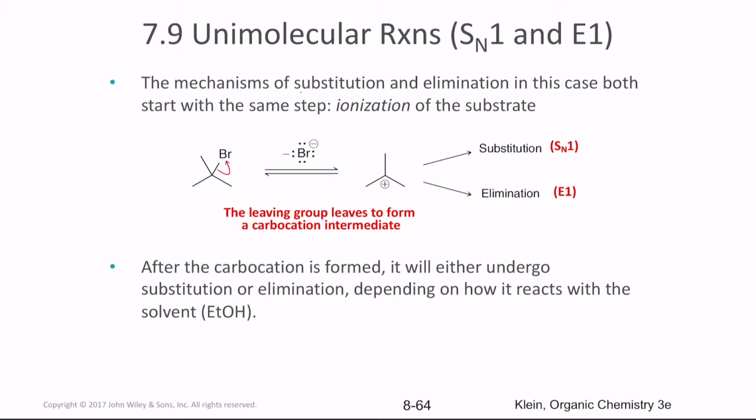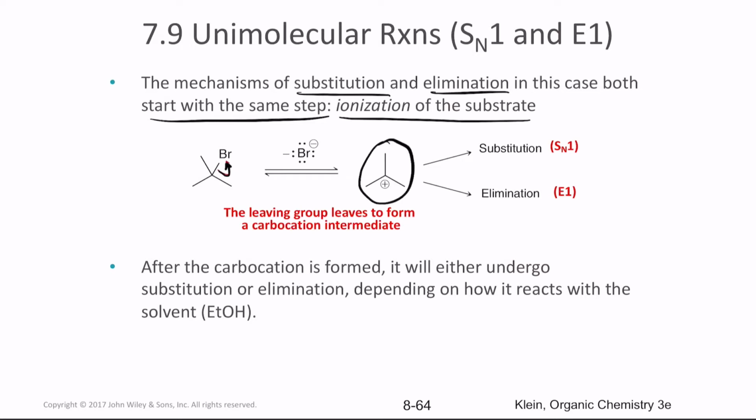The mechanisms of both substitution and elimination here start with the exact same step. The first thing that happens is the ionization of the substrate. You lose the leaving group and you end up with a carbocation intermediate. This is one of the most important steps that you see in unimolecular reactions. Remember that this is actually an intermediate, a substance that actually forms and has a certain lifetime. Once the carbocation is formed, it then goes on to undergo substitution or elimination. But up to this step, it's common to both reactions. The common step is the same for both.